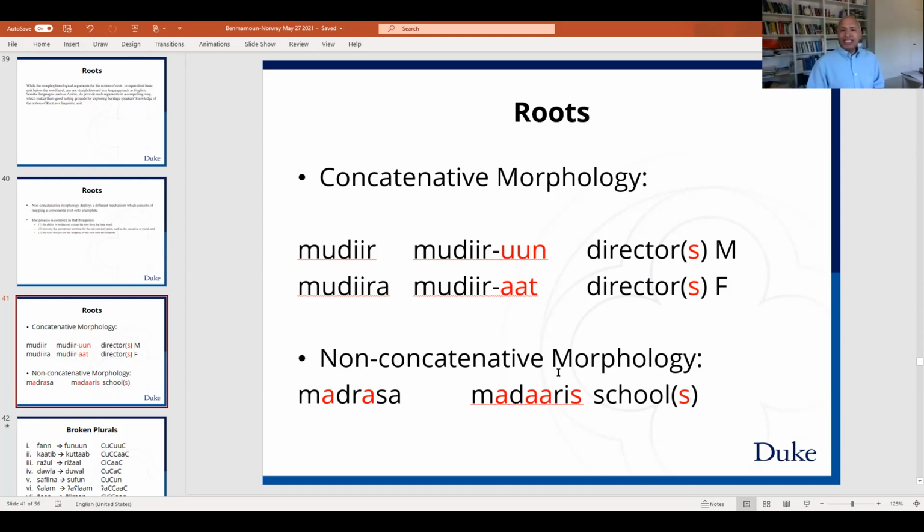The non-concatenative one, the celebrated one, the root and pattern system, is when you cannot isolate a small part and say this is where the plural morpheme is. It's really the vocalic template melody that gives you the plural pattern. So madrasa, school, madaris. You see this long vowel here. Some people, I agree, say that there is some kind of plurality marker in this long vowel here.